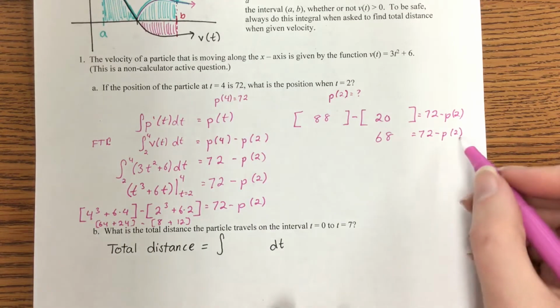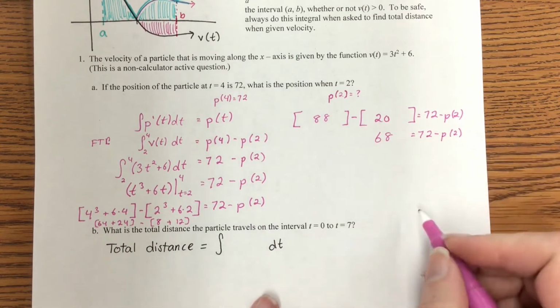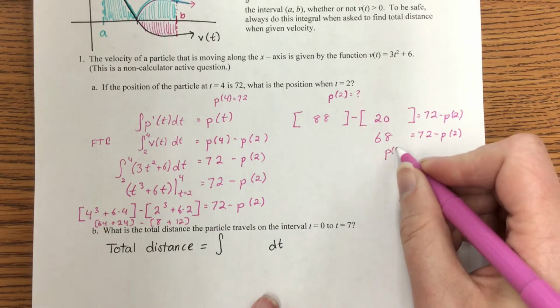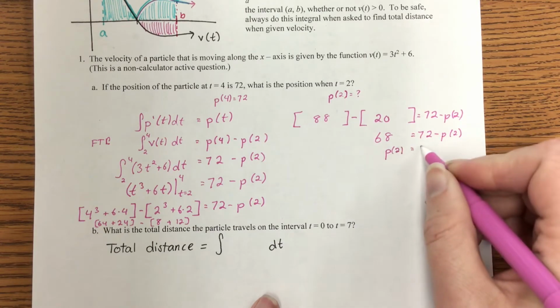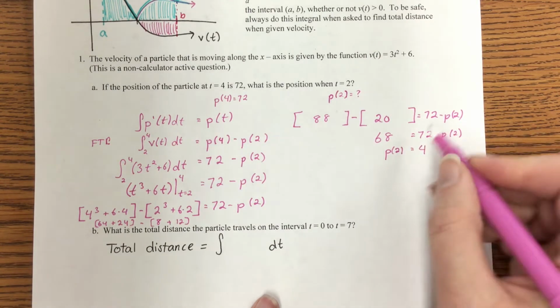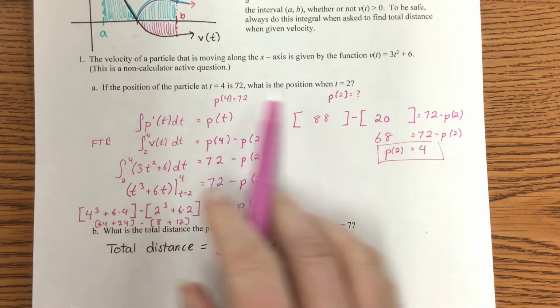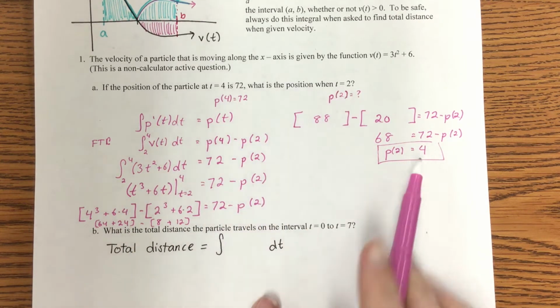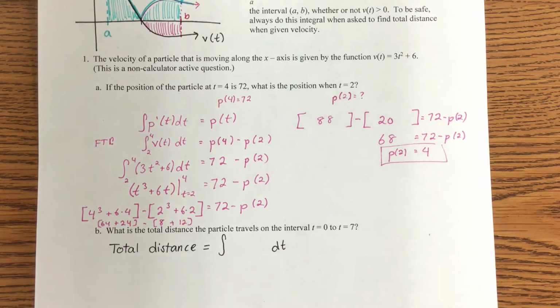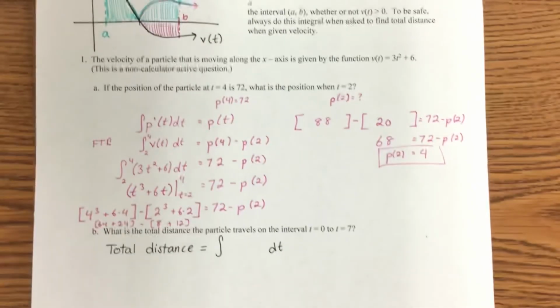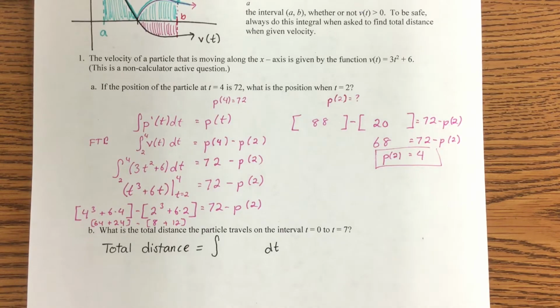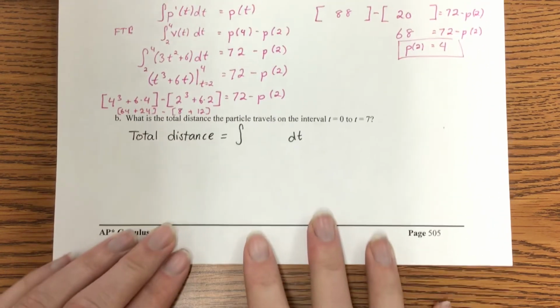Solving for P of 2, we can add P of 2 to both sides and subtract 68. P of 2 equals 72 minus 68, which is 4. Yay! So the position of the particle at t equals 2 is 4. Cool. Next problem, what is the total distance the particle travels on the interval from 0 to 7?